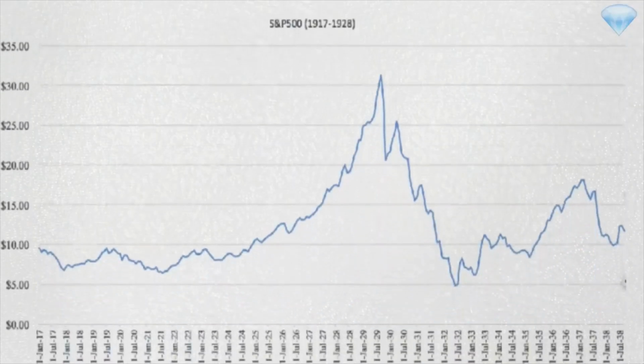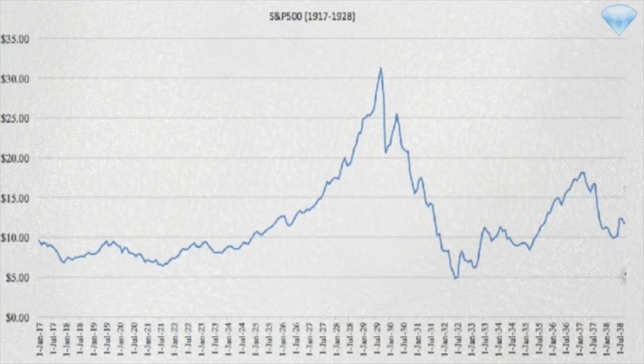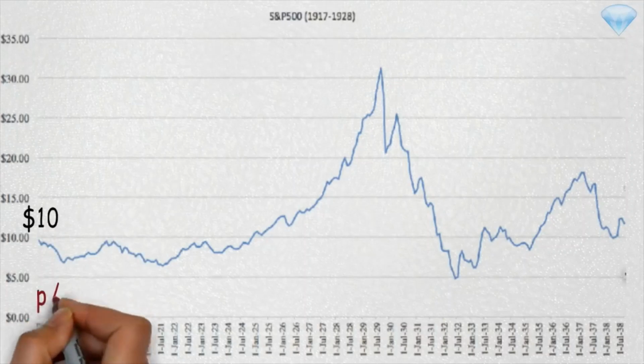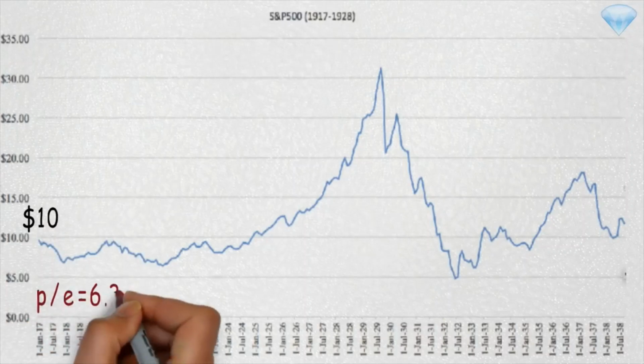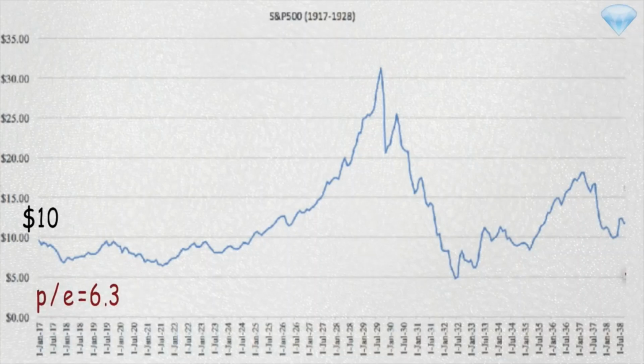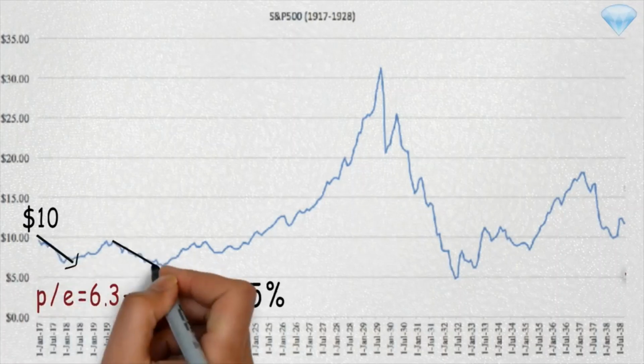Going all the way back to 1917, one share of the S&P 500 you could have bought for around $10. The PE ratio of the market was around 6.3, which is pretty good. It would be equivalent to a 15% earning yield. There was some volatility and there were some declines of around 10 to 15%.